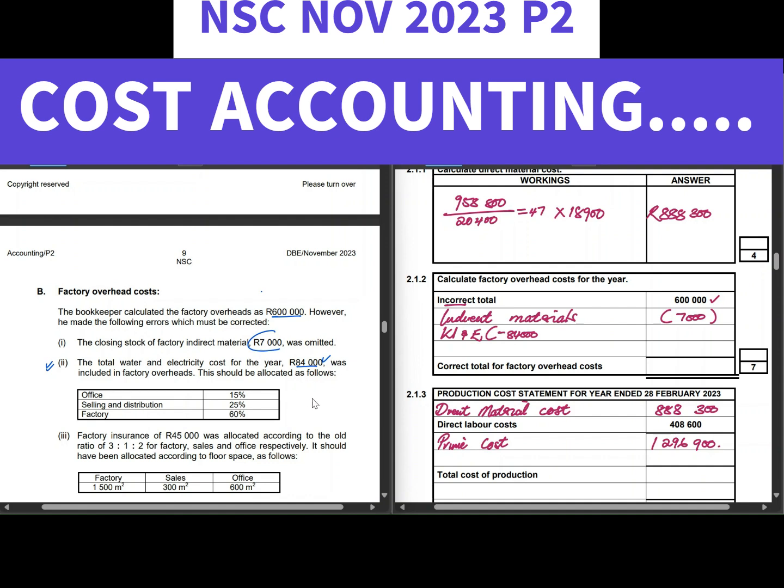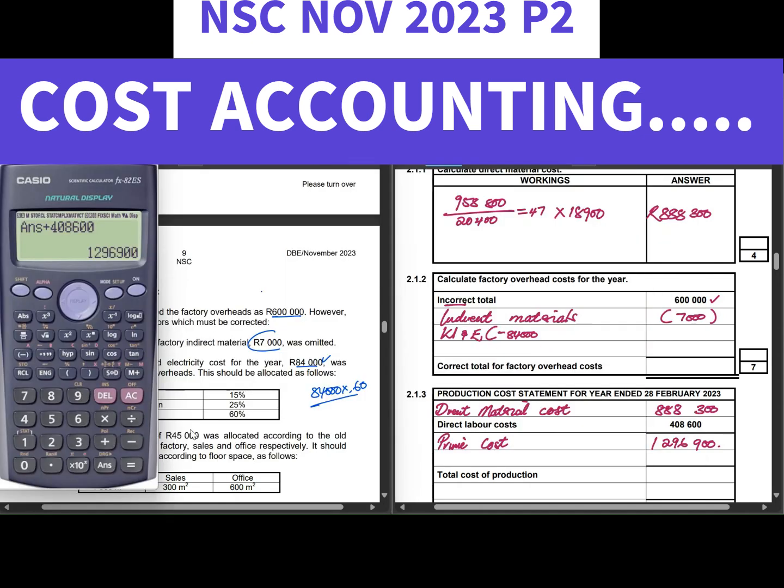And then now I know that that amount was supposed to be allocated as 15% for office, 25% for selling and distribution, and then 60% for the factory. That means I must take my 84,000 and I say 84,000 multiply by 60%. And that is the amount that I'll come and add over here. Let's see how we can do that one. So I'll come here, then I'll say 84,000.